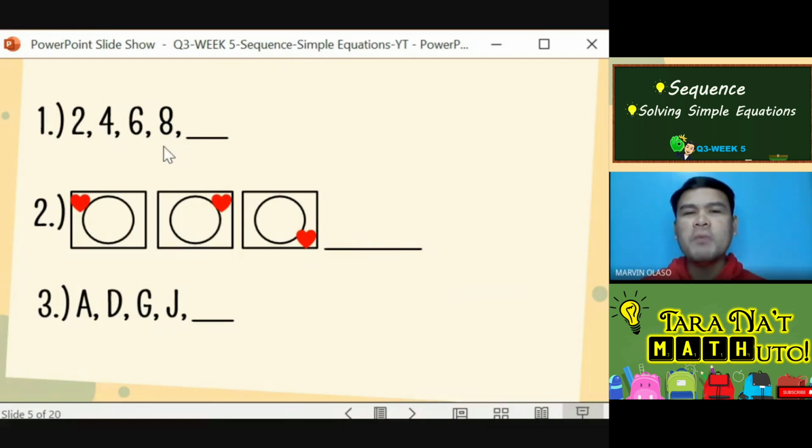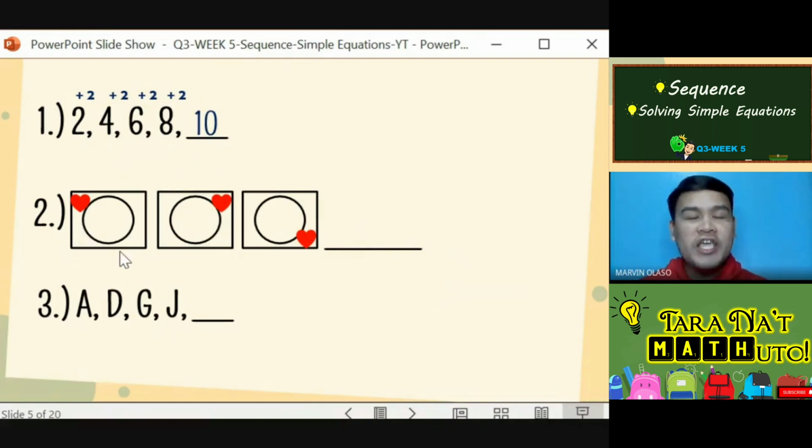Notice that itong number 1, the next number will be obtained, ayan, by adding 2 to the previous number. So 2 plus 2, we have 4. 4 plus 2, we have 6. 6 plus 2, we have 8. And 8 plus 2, therefore, the missing term is 10. Okay? And let's have now number 2.